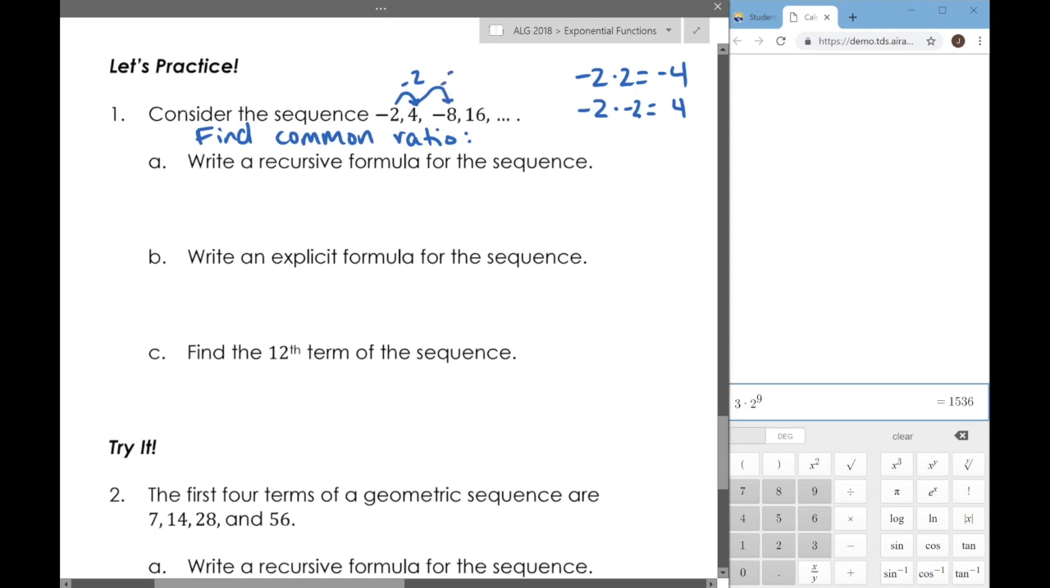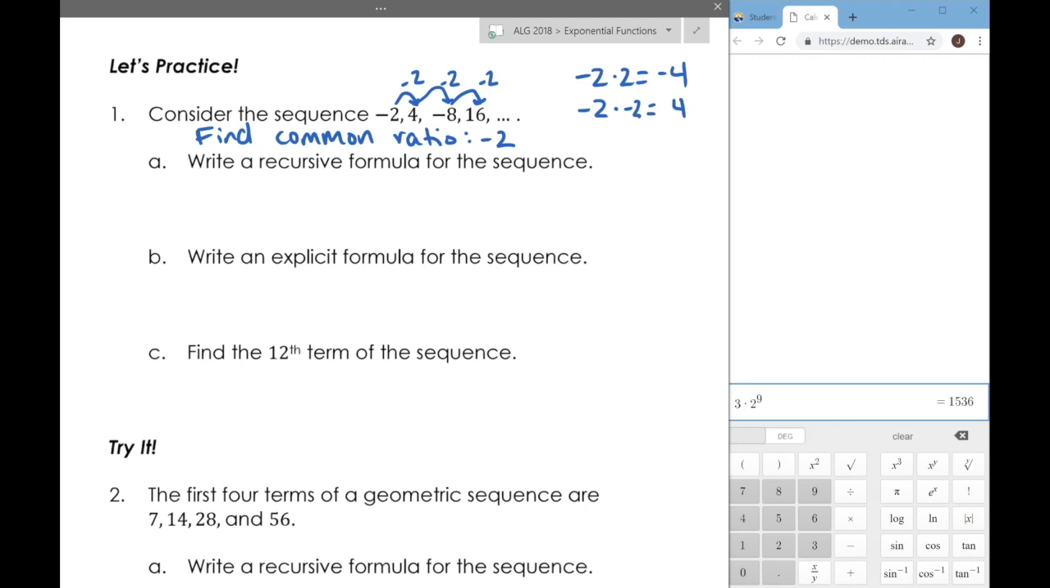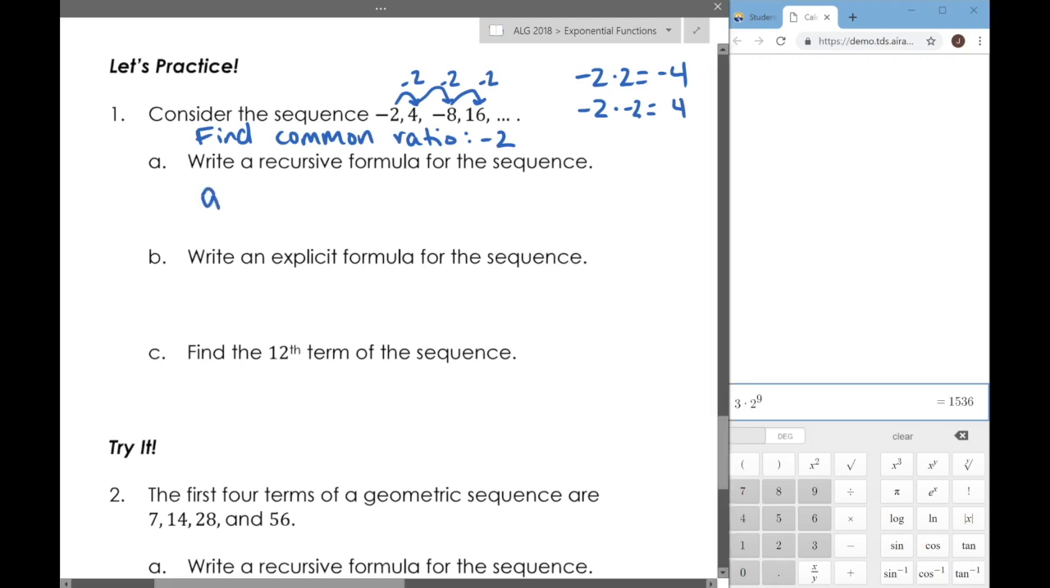What about 4 times -2? Well, yeah, 4 times -2 is -8. Last, -8 times -2, 16. Yeah, because a negative times a negative is a positive. So therefore, my common ratio is -2. So part A says to write a recursive formula for the sequence. So if you remember recursive, that formula is your a n minus 1 at the bottom times the r. So this formula is going to be a n minus 1 times my r, which is -2.